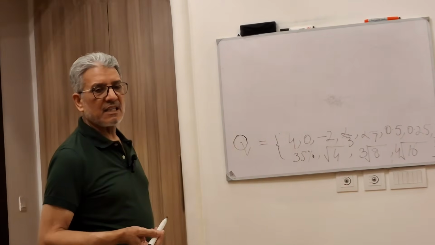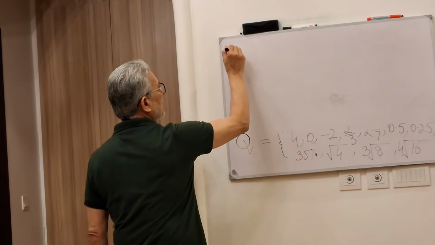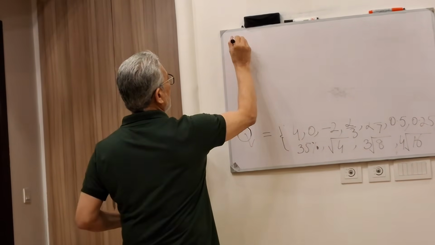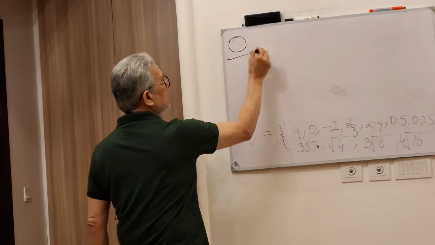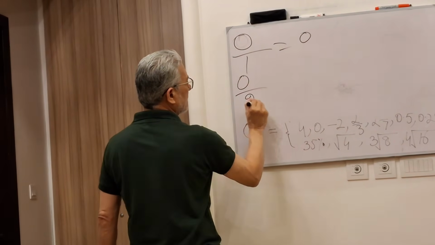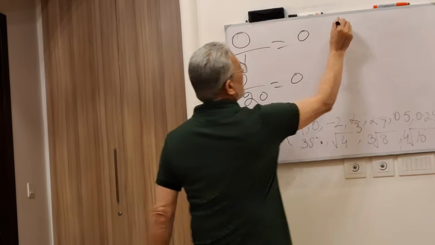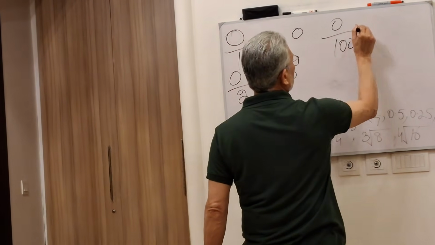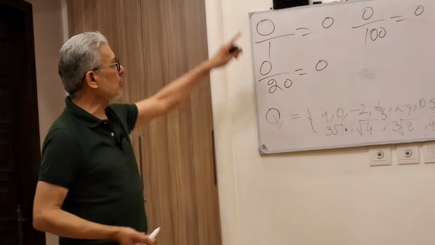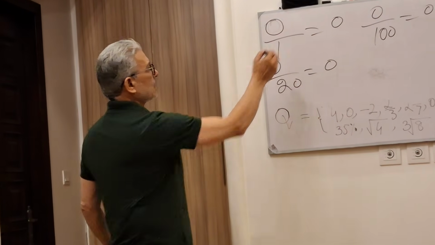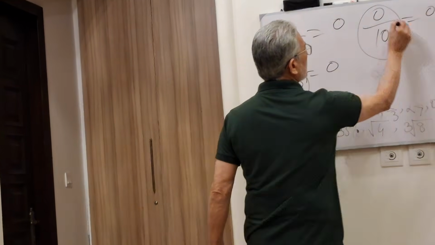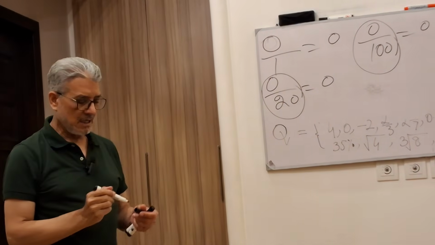Now, 0 is an integer. How can we write it in the form of fraction? 0 over 1 is 0. 0 over 20 is 0. 0 over 100 is 0. 0 divided by any number is 0. So 0 can be written in the form of fraction. So this is also 0, this is also 0, and this is also 0. So 0 can be written in the form of fraction.